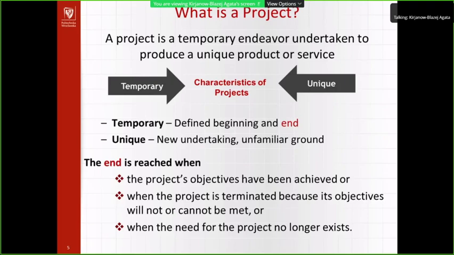The temporary nature of a project indicates a definite, defined beginning and end. And the end is reached when the project's objectives have been achieved, or when the project is terminated because its objective will not or cannot be met, or when the need for the project no longer exists.